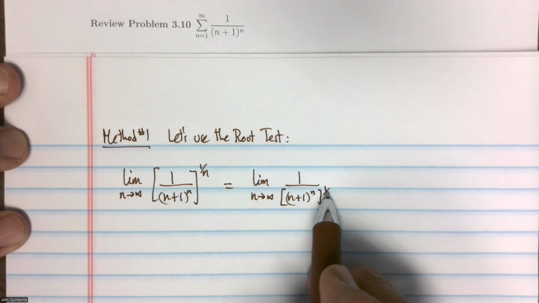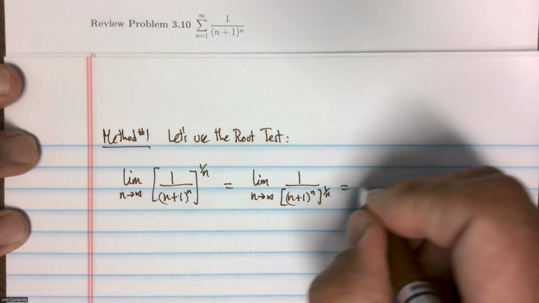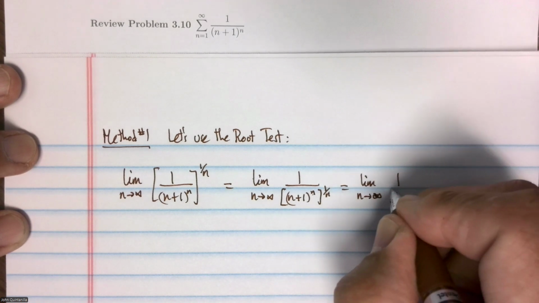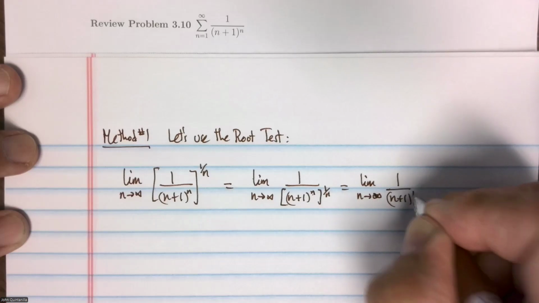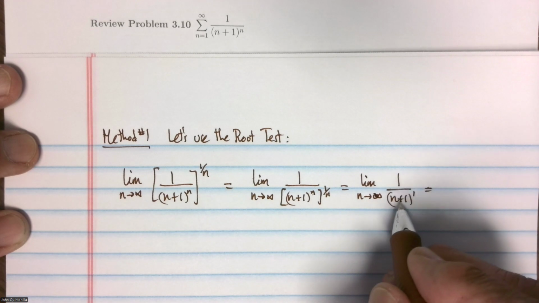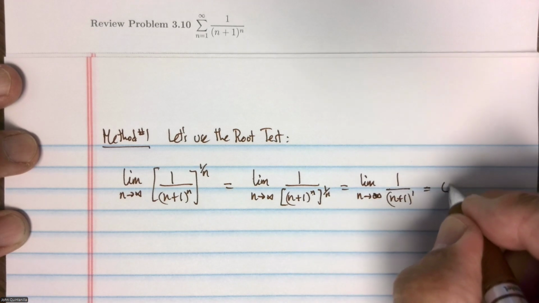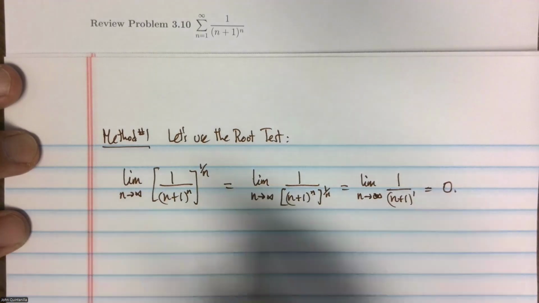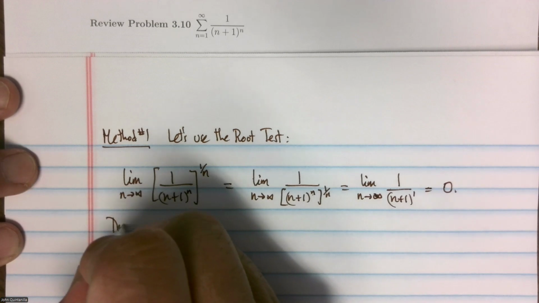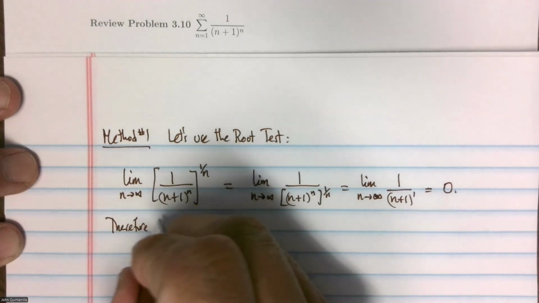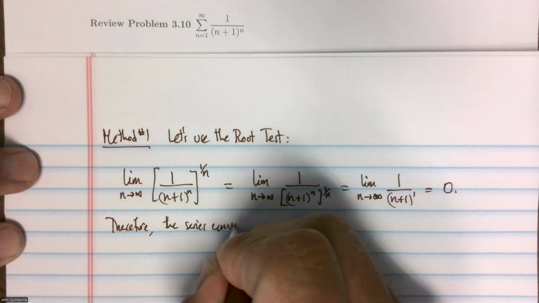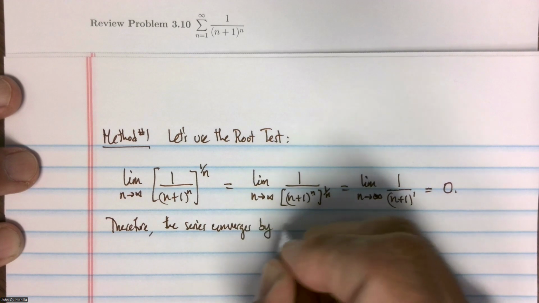Now, by the laws of exponents, I can multiply these two together, and I get the limit as n goes to infinity of 1 over (n plus 1) to the first. And clearly, this is 1 over something that blows up, and so that'll be equal to 0. So I get either 0 or a number that is less than 1, and so therefore, the series converges by the root test.